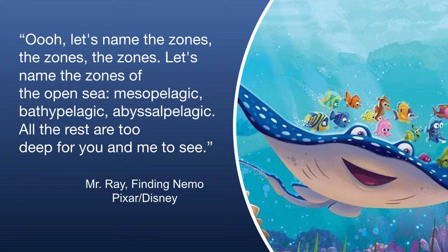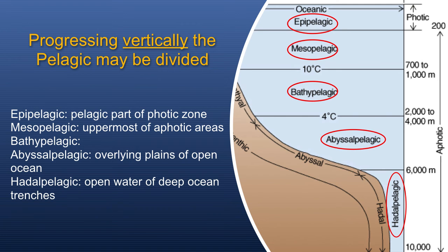Okay, we've got more zones, so we've got more breaking down of the pelagic, and this was perhaps best highlighted by Mr. Ray in Finding Nemo, who starts to name them off for you, so if you can remember his song, you're on your way. But progressing vertically, the pelagic can be divided. So the epipelagic is the pelagic part of the photic zone, right? That surface area, whereas the mesopelagic is the uppermost part of the aphotic zone. It's kind of the transitional area. It's a bit of a twilight zone.